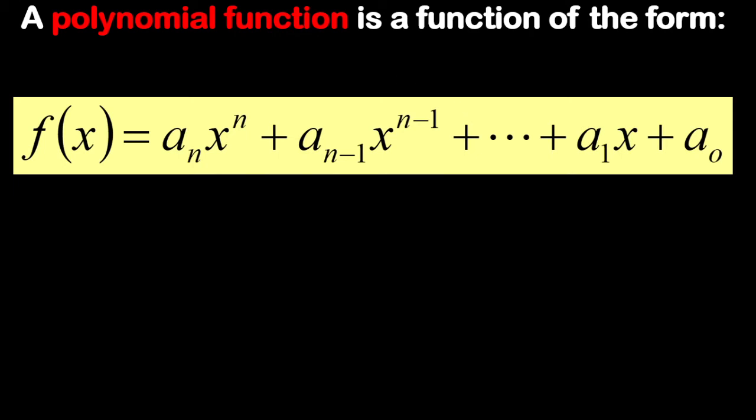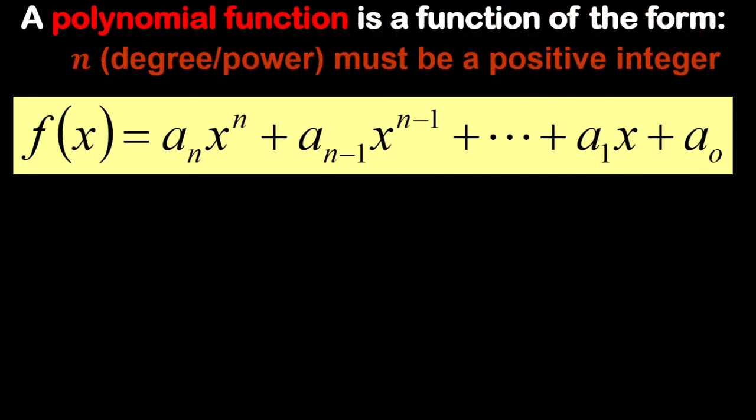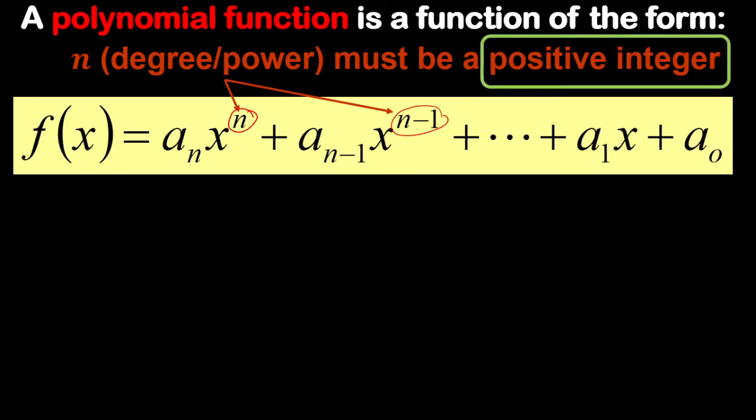A polynomial function is a function of the form f of x is equal to a sub n x raised to n plus a sub n minus 1 x raised to n minus 1 plus and so on until you arrive with a sub 1 x plus a sub 0, in which n here is considered the exponent of every term. This is what we call the degree. In every value of n, it must be a non-negative number.